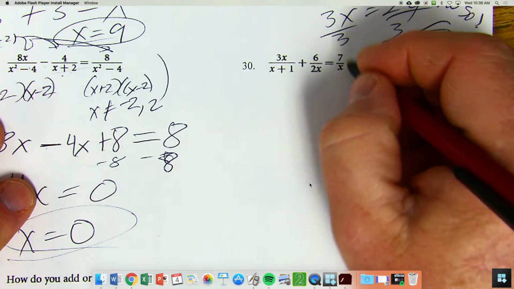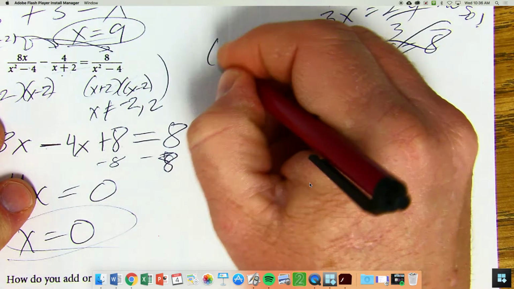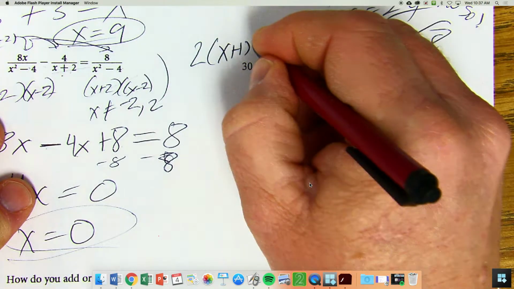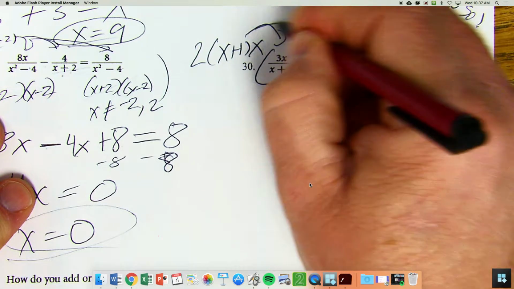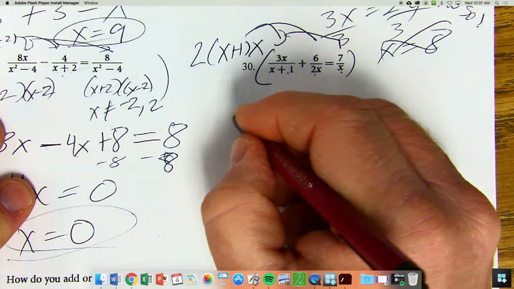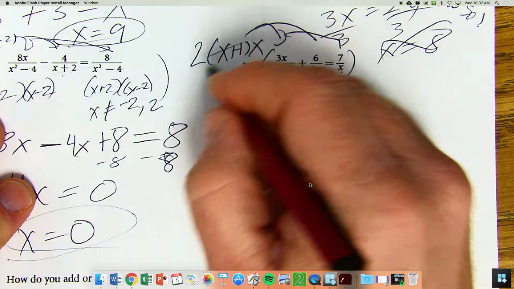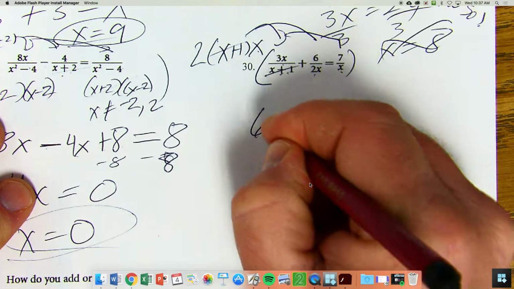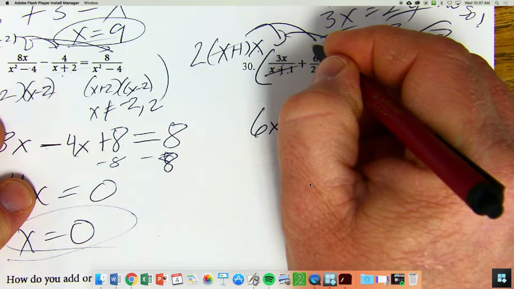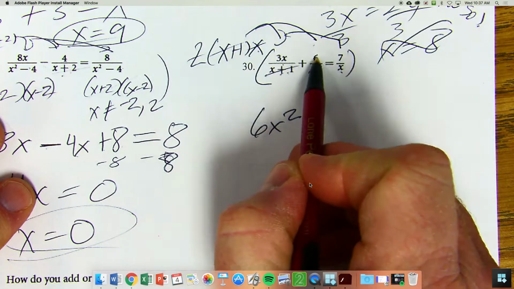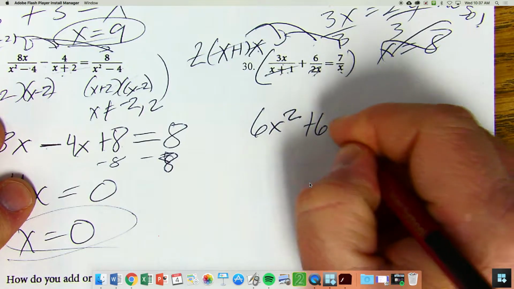Okay, here we go. Multiply by your LCD. X plus 1 has got to be there. 2 has got to be there. X has got to be there. You're going to bring it here, here, and there. So think about it. When you bring it here, the x plus 1s are going to go away. You're going to get 2x times 3x, which is 6x squared. When you come here, the 2 is going to go away and the x is going to go away, leaving you with just x plus 1 times 6, which is 6x plus 6.